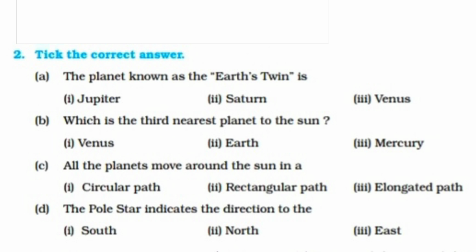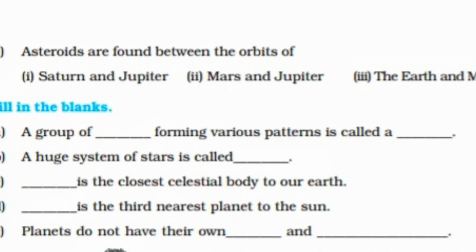Now take the correct answer. The planet known as Earth's twin. Answer is Venus. Which is the third nearest planet to the sun? Earth is the third nearest planet to the sun. All the planets move around the sun in an elongated path or elliptical path. The pole star indicates the direction to north, so it is also known as the northern star. Asteroids are found between the orbits of Mars and Jupiter. This is very easy to remember, MJ, Michael Jackson. So the asteroids are found between the orbits of Mars and Jupiter.